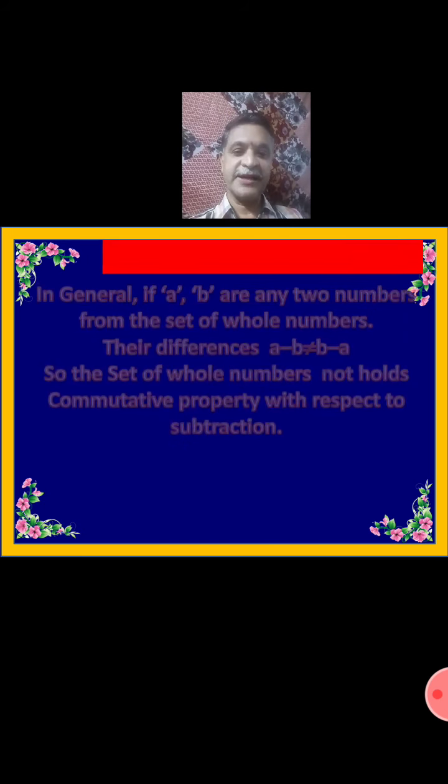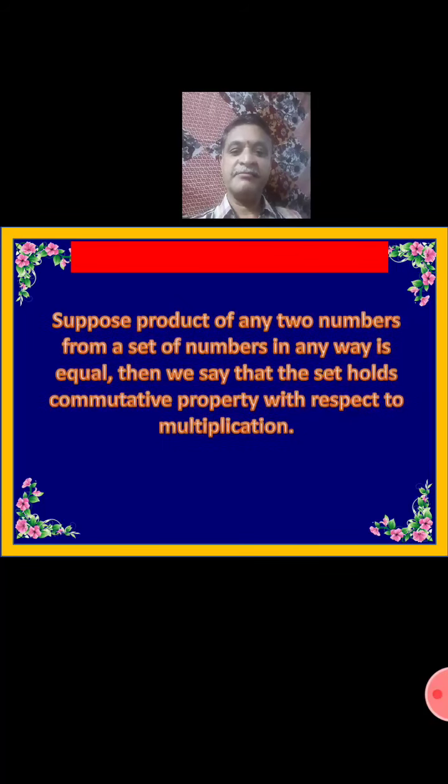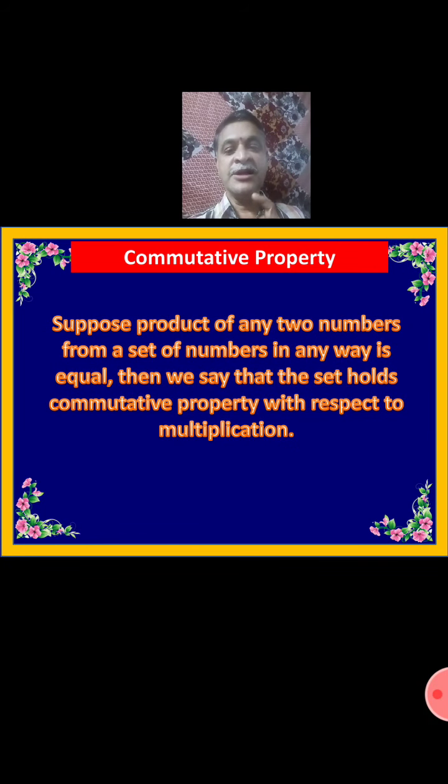In general, we say that A and B are two whole numbers. Then if A minus B is not equal to B minus A, then the set of whole numbers does not hold commutative property with respect to subtraction. Now go to the third one, multiplication. Suppose the product of any two numbers from a set of numbers in any order is equal, then we say that the set holds commutative property with respect to multiplication.